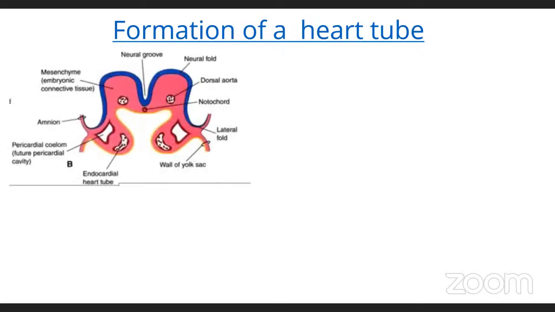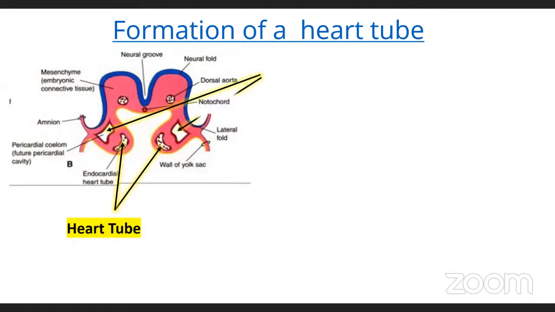Now, from the lateral plate mesoderm, this actual chunk of mesoderm starts to grow or fold, and it starts to specialize and form little cavities, these cavities. And these cavities are called the heart tube, as you can see here. This is the heart tube and the pericardial cavities.